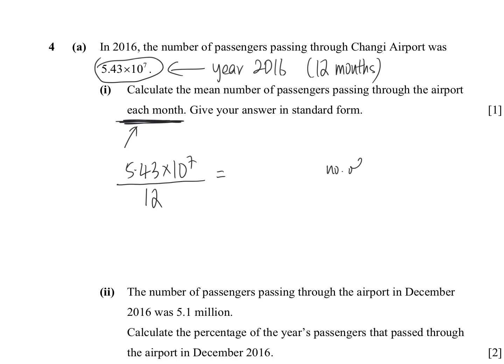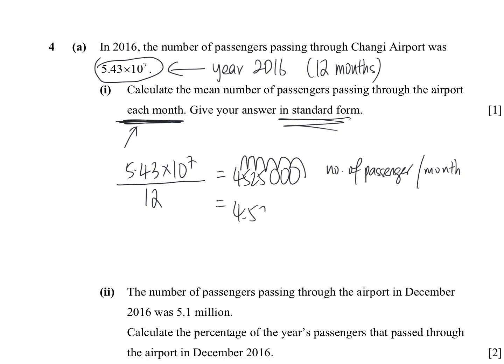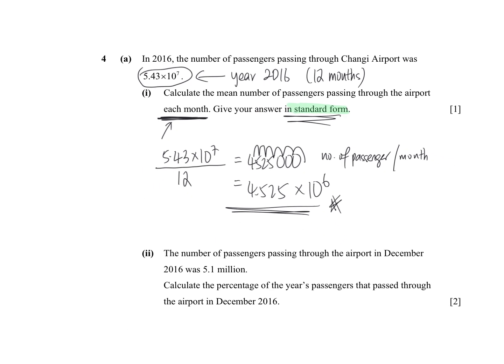So number of passengers per month. A lot of you went to divide by 2. That's why you were wrong. So the whole thing divided by 12, you get 4525000. The question says standard form. So 1, 2, 3, 4, 5, 6. 4.525 times 10 to the power of 6. So leave it in standard form for the final answer.